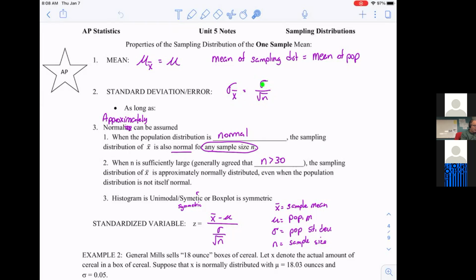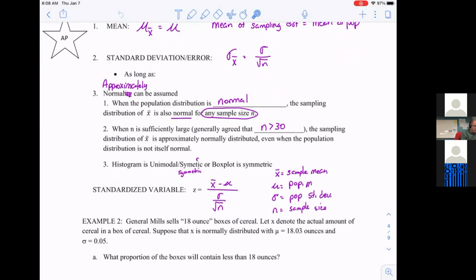We're going to take that population standard deviation and divide it by the square root of n. When we go through and check this, normality can be assumed, or it's approximately normal, because of one of 3 things. If my population is normal to begin with, I'm good. I can just go ahead and make that normal calculation on my sample.